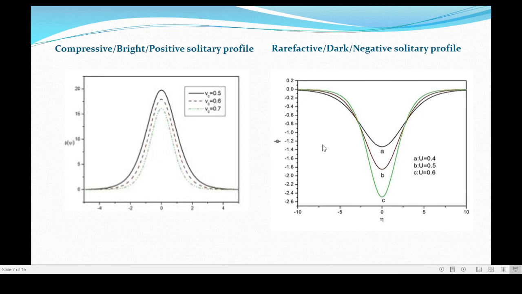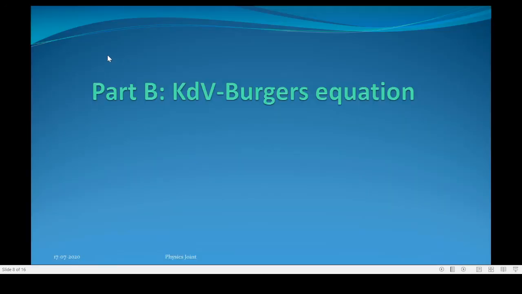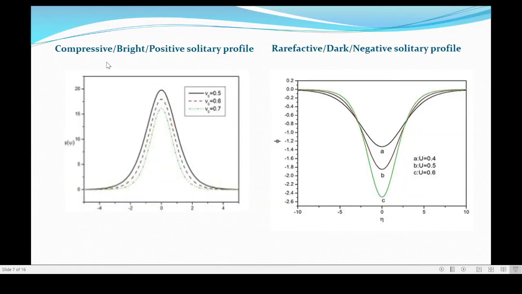Now we have to introduce what rarefactive and compressive solitons are. In the literature, you will find compressive solitary profiles, or bright solitons, or positive solitons, as well as rarefactive, dark solitons, or negative solitary structures.